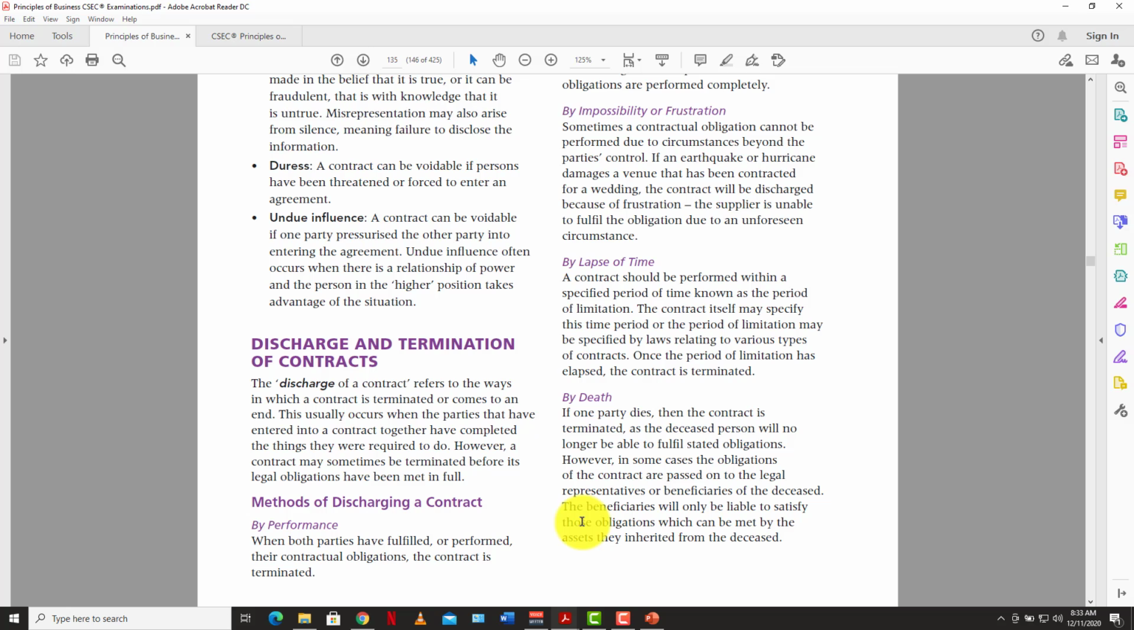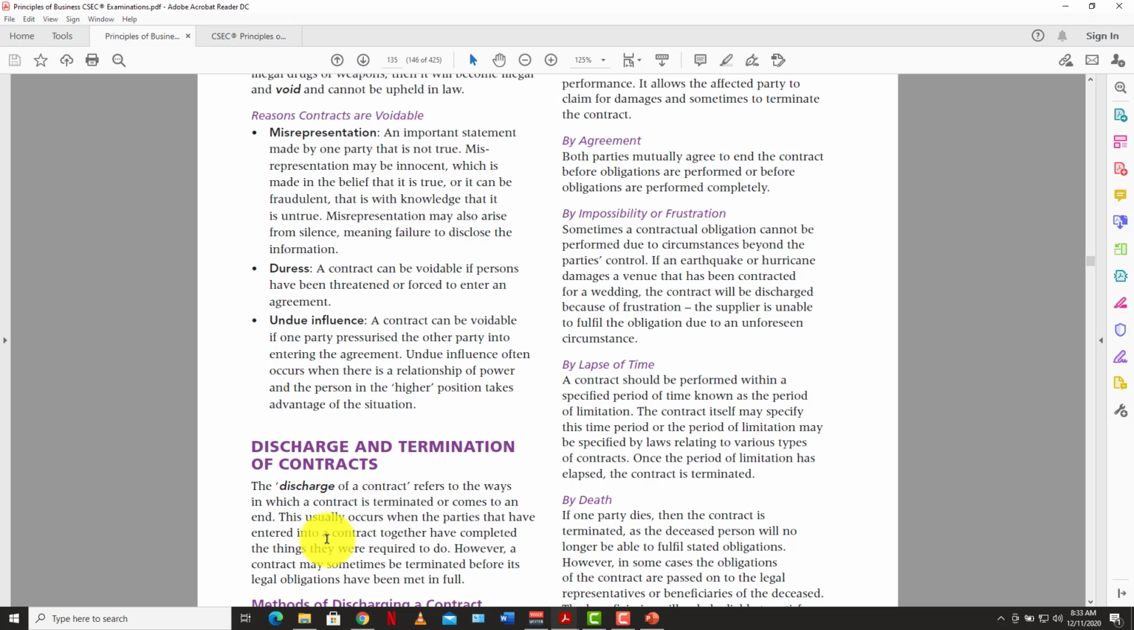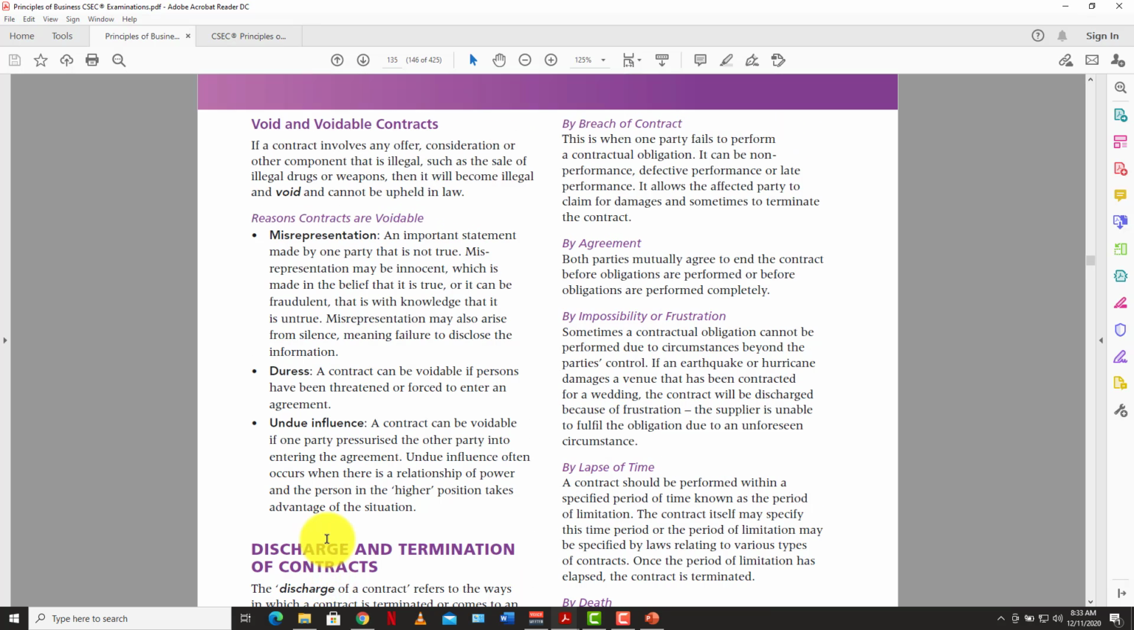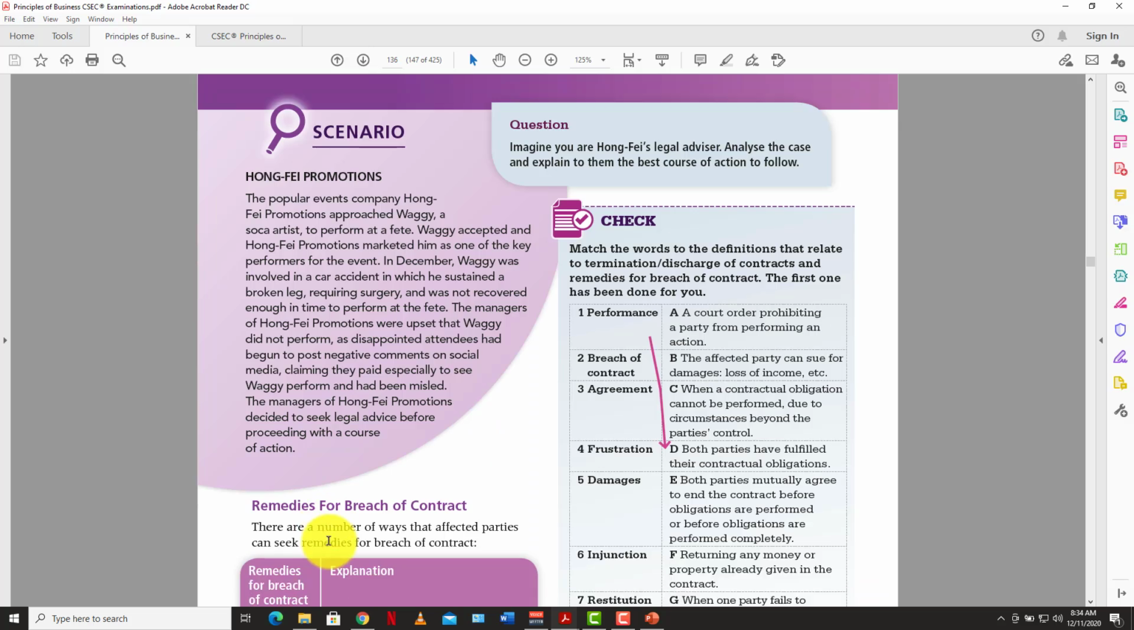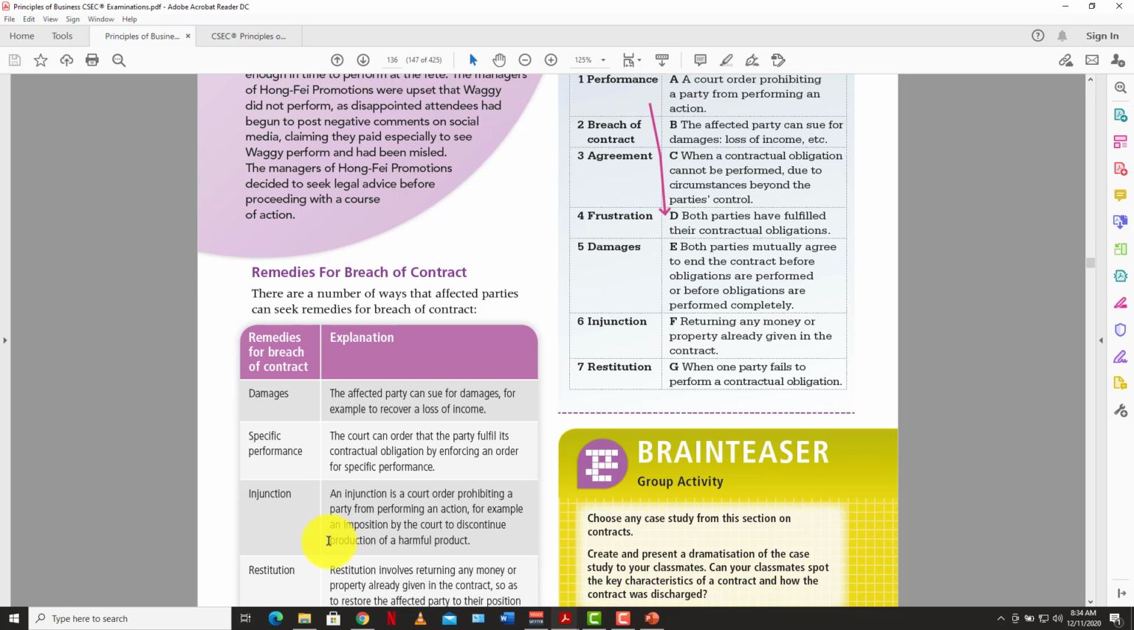There are other ways it can be discharged or terminated. And of course, John didn't die, so that's not one. Performance. If the lady agreed that, okay, I accept it at that time, then fine, but we didn't say that. And so the best two is breach of contract and lapse of time. Cannot go wrong with those two answers.